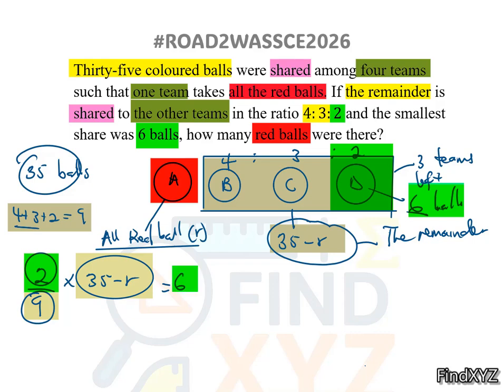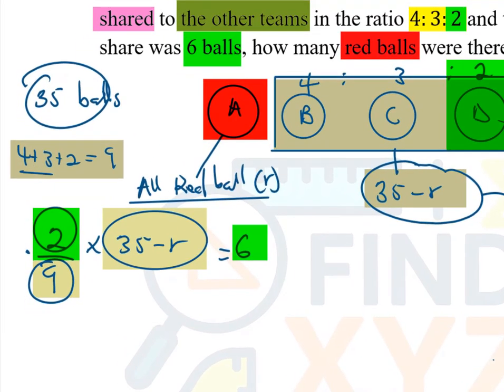What can I do? I can decide to multiply each side by the inverse. So I have 2 over 9. I'll multiply this by 9/2, and I'll do the same thing here, 9/2. So that 9 divides 9, 1. 2 divides 2, we have 1. How many 2 are in 6? That will give us 3. So we have 35 minus R is equal to 3 times 9. That will give us 27.